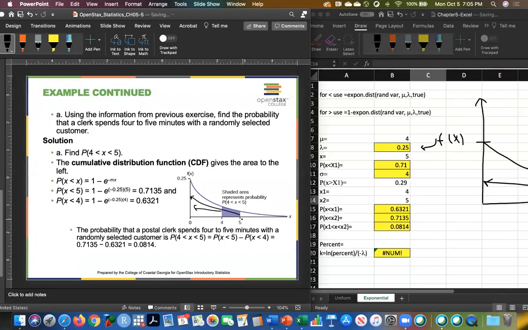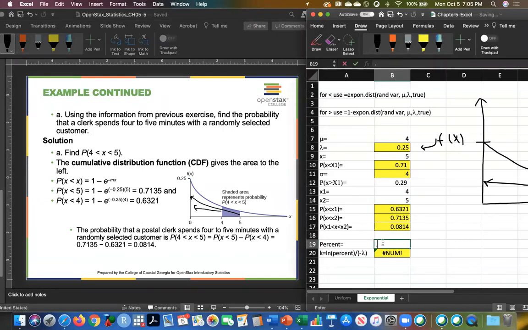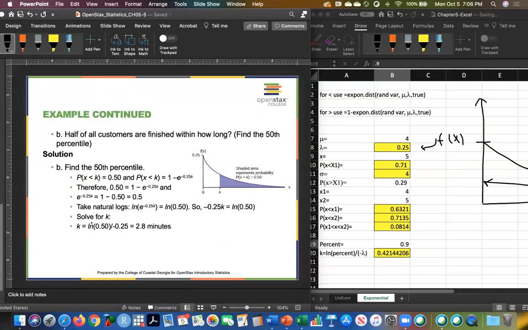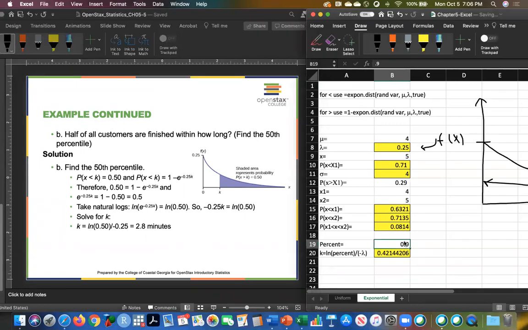So I know that this point here, the 5, represents the 71st percentile, right? So this is something that I know. But I want to know what is the 90th percentile. So all I did here is I followed this formula, in order to find the value of K, the number that represents, well, in this case, they were asking for the 50th percentile, so 0.5. So I use this formula.